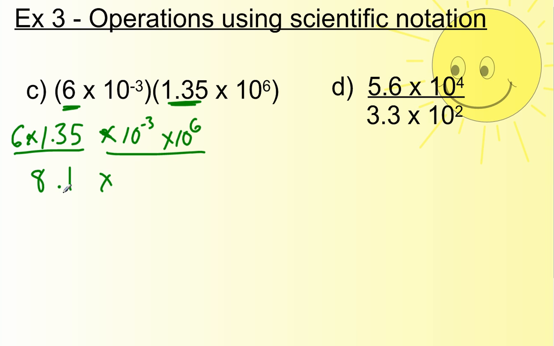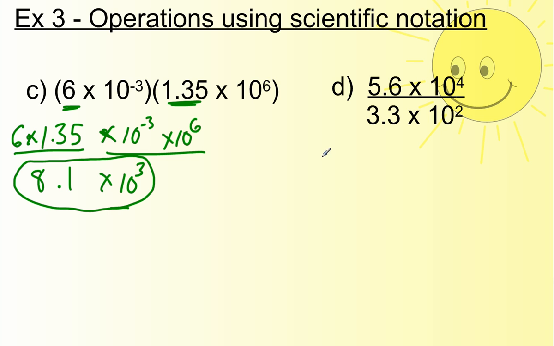8.1. I like that because that's already part of scientific notation. I have one number in front of the decimal, which is awesome. Now, the powers of 10. Same base, add the exponents. -3 plus 6 is 3. And would you look at that? We're done. 8.1 times 10 to the 3rd.